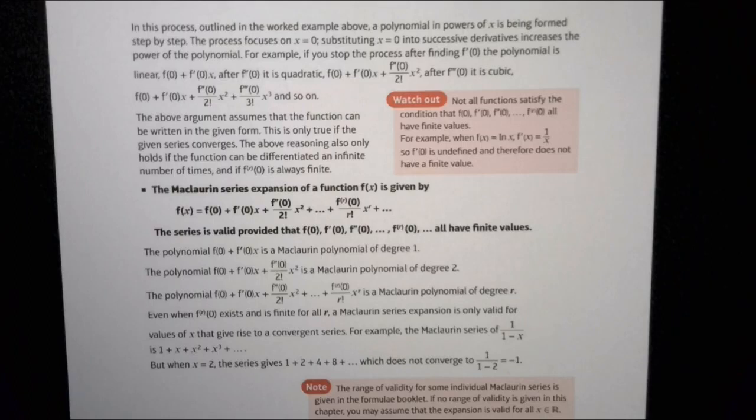So in general, the Maclaurin series is shown by this formula here. f of x is equal to f of 0 plus f dash of 0 times x plus f double dash of 0 divided by 2 factorial times x squared, etc. The general term, we've got the rth derivative of f at x equals 0 divided by r factorial times x to the r. And the series is valid provided that f of 0, f dash of 0, f double dash of 0, etc. and in general the rth derivative of f at 0 all have finite values. Now, happily for us, this is all in the formula book.